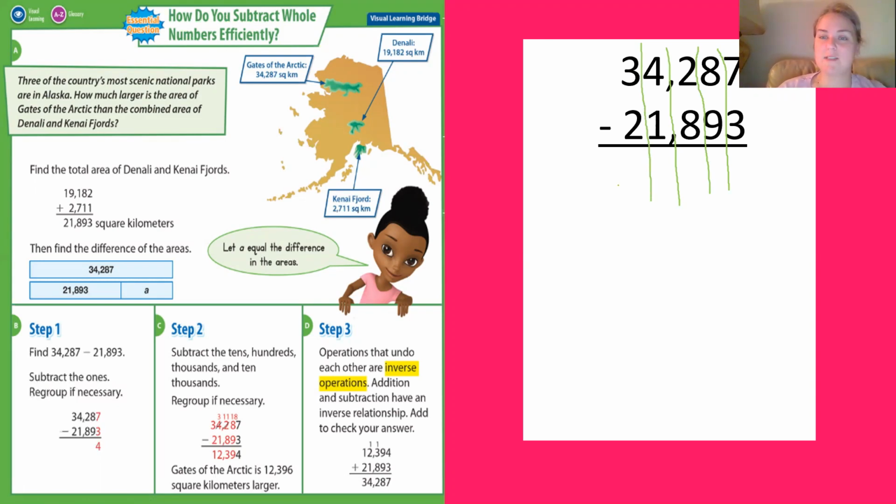Okay, so I'm going to go ahead and subtract. So 7 take away 3. I'm going to count up from 3 to 7. So 3, 4, 5, 6, 7. So that's 4.